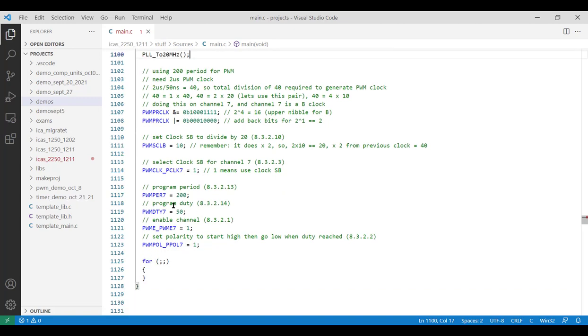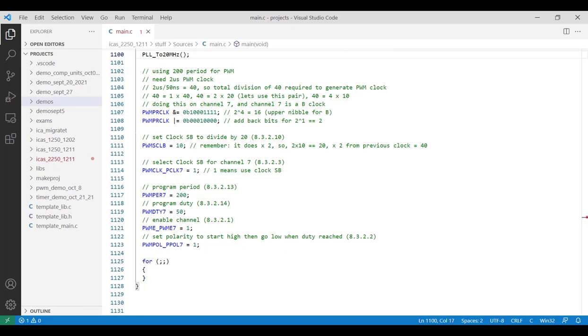Okay, so I would then configure the duty for channel 7 to be 50, and the period to be 200 counts of whatever my PWM clock is, in this case 2 microseconds. And the duty will be 50 times that 2 microseconds. So the waveform will start out high, count to 50, then go low, and then continue to count for 200 before it repeats everything. Okay, so I've enabled the channel by writing to PWME in the appropriate bit, and I've chosen to make the polarity high, so the waveform starts high and then goes low when the duty is reached, as described in 8.3.2.2 of Big Pink.